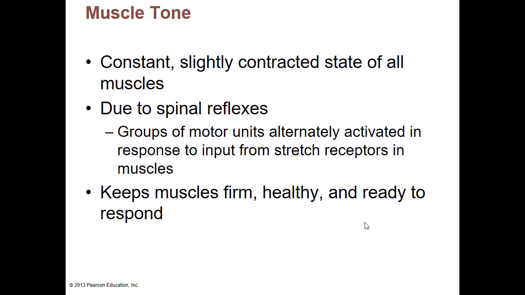Your muscles are never permanently relaxed. It's usually because of different spinal reflexes that are constantly sending information to those muscles. It keeps your muscles ready to respond. They're already in a slightly contracted state, so they are ready to do whatever you need them to do a whole lot faster. So it is good to be toned. Visually, people want to be toned, but it keeps your muscles healthy, firm, and ready to do whatever you need them to. If you didn't know why you wanted to be toned, now you do.